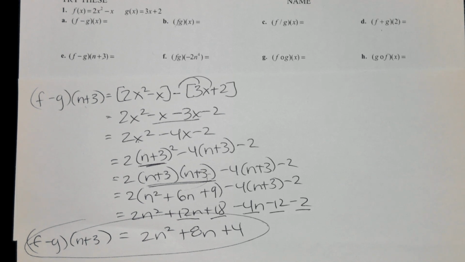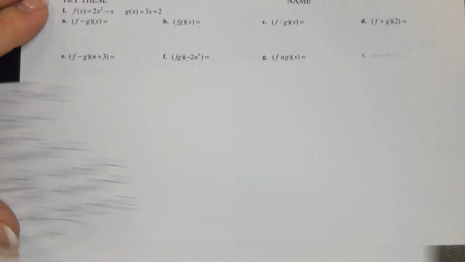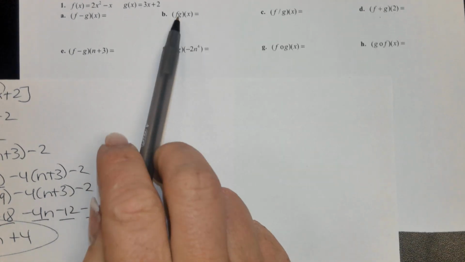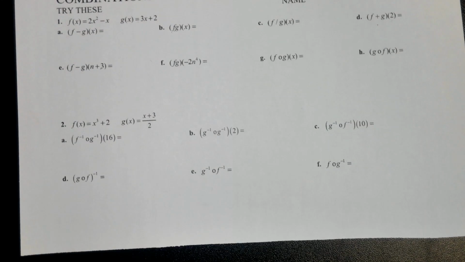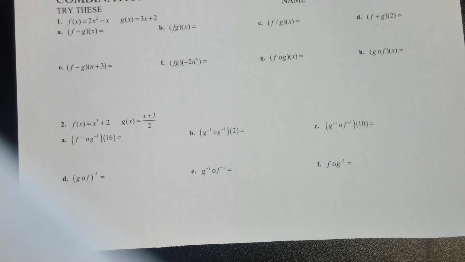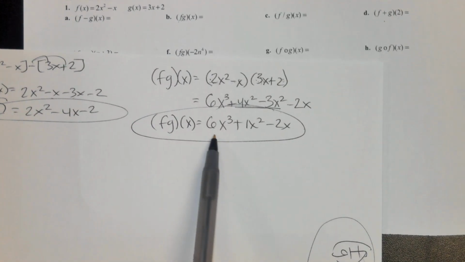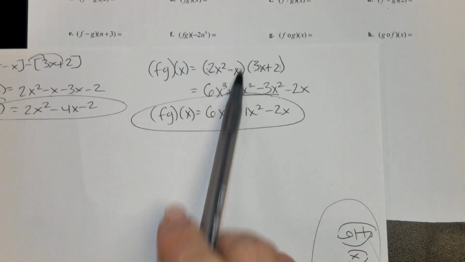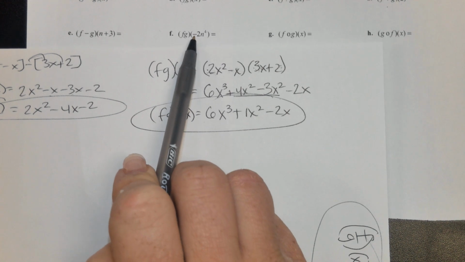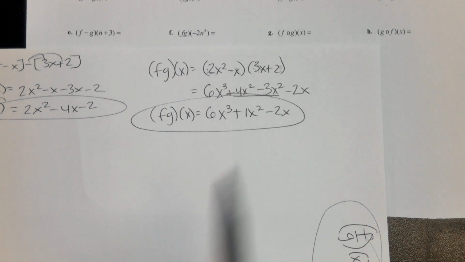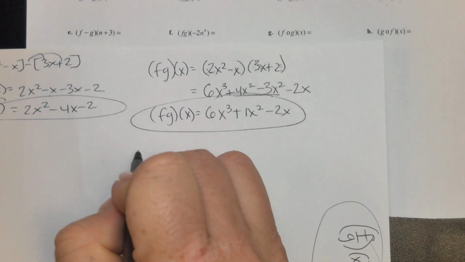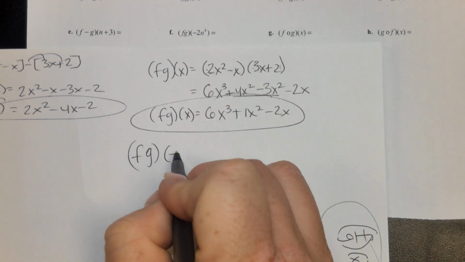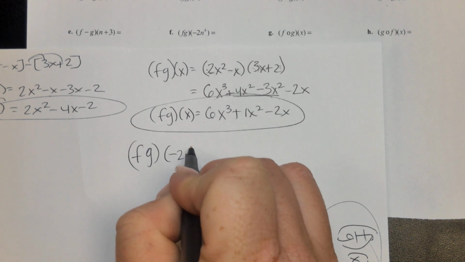Let's take a look at f. We already multiplied these up above. If I look straight up above, I can see that when I multiplied them, this is what I ended up with. So I'm going to start by coming back up here. For part f times g, I've already multiplied them. Now I'm going to substitute in negative 2n to the fourth wherever I see the variable x.